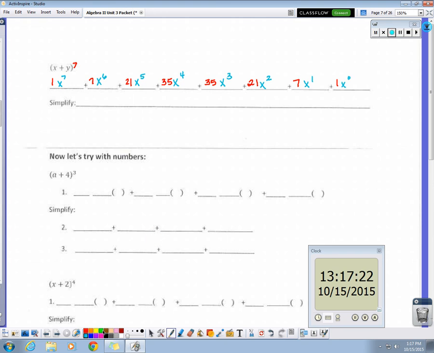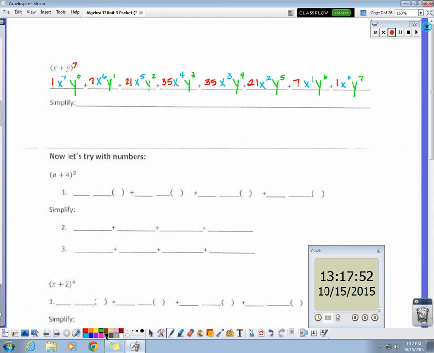Okay. Then you have to write in the second term, which is y for this problem. But in this one, if x is to the 7th, y has to be to the 0. That way they add up to 7. Okay, when you look at the term, their exponents should add up to 7. So if this one's 6, y has to be to the 1st. And then to the 2nd, to the 3rd, 4th, 5th, 6th, and then all the way up to y to the 7th.